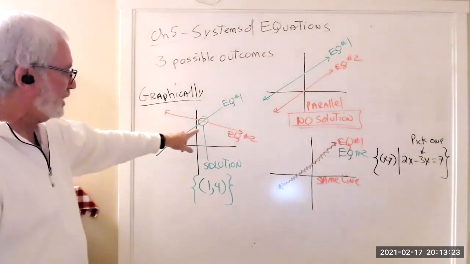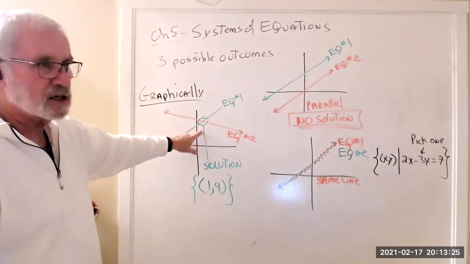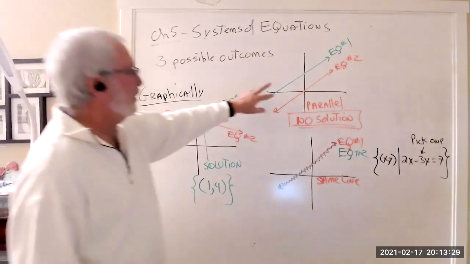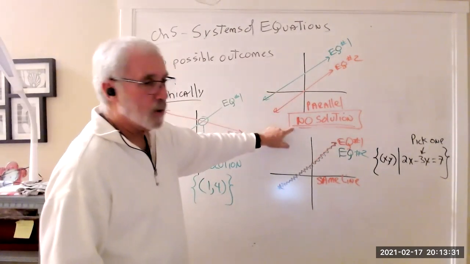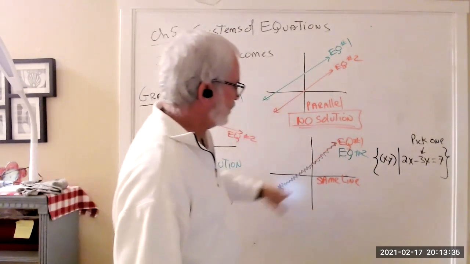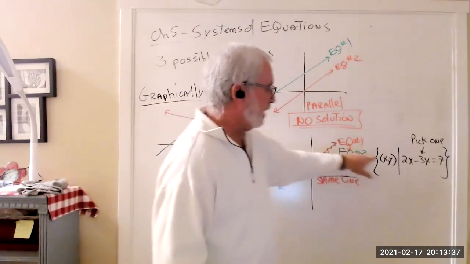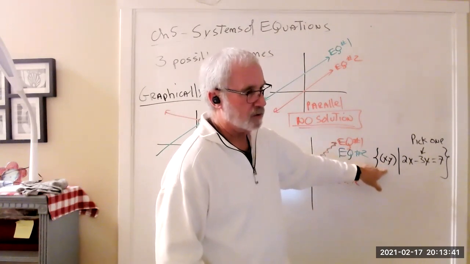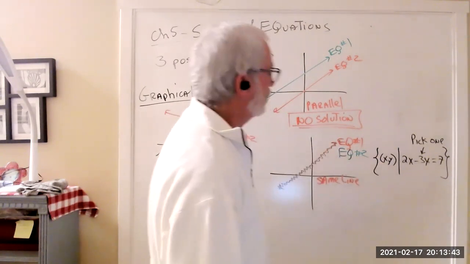Either they graph as crossing lines, and we have one answer, or they graph as parallel lines, and we have no answer, no solution, or they graph as the same line, and then we have this weird solution. Very weird. Okay.